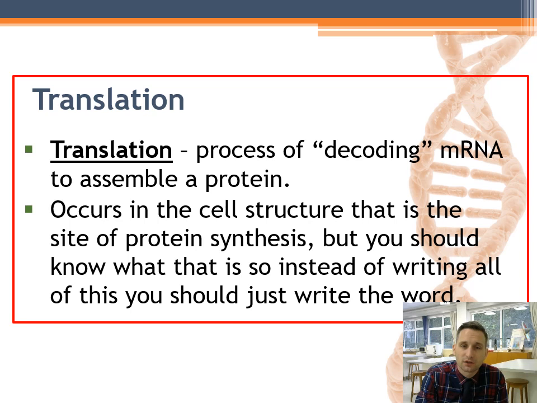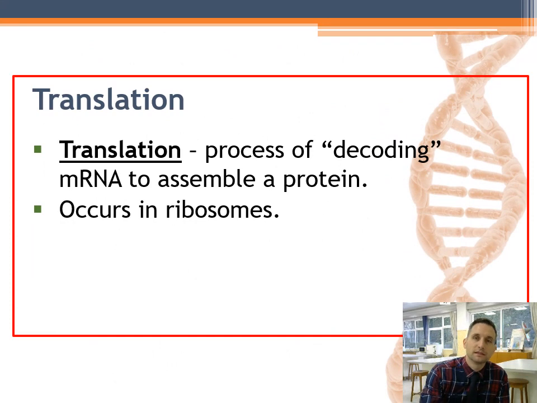Because it literally says occurs in the cell structure that is the site of protein synthesis, but you should know what that is. So instead of writing all of this, you should just write the word ribosomes, which means it does occur in ribosomes. So translation is the first thing that we're learning in this unit that does not occur in the nucleus. Replication, nucleus. Transcription, nucleus. But after transcription, that mRNA molecule is going to leave through a nuclear pore. It's going to leave the nucleus, and it's going to head out to a ribosome. It can go to a ribosome that's attached to the rough ER, or it can go to just a free ribosome that's kind of hanging out in the cytoplasm.